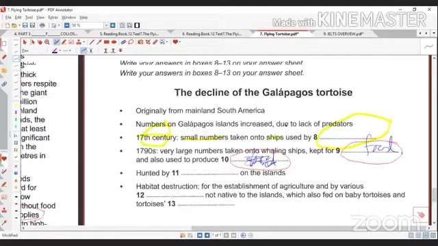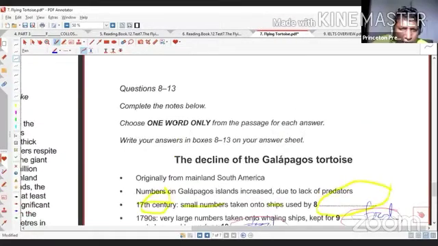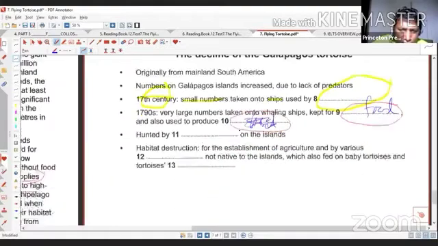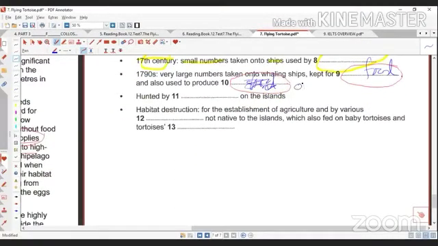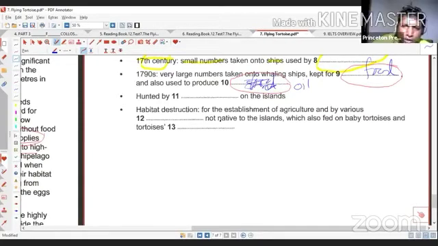No, you can't use that many. How many words can you write? Only one word. So you can write high grade. Only you can write what? Food and oil. Food and oil. Done. The next one, hunted by something on the island.